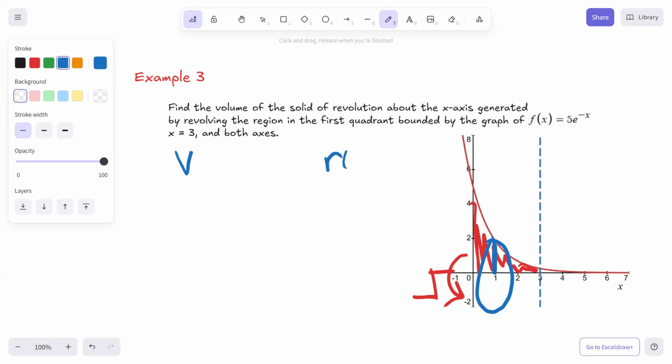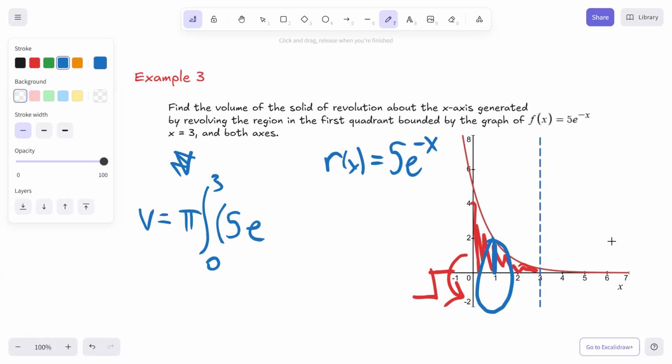So the radius function is the function that produces the graph, which is 5e to the negative x. So the volume is going to be pi times the integral from 0 to 3 of 5e to the negative x squared dx. Now, how I got the limits 0 and 3 is because the region is in the first quadrant, it has to start at 0 on the x-axis. And then the other boundary is x equals 3 there.